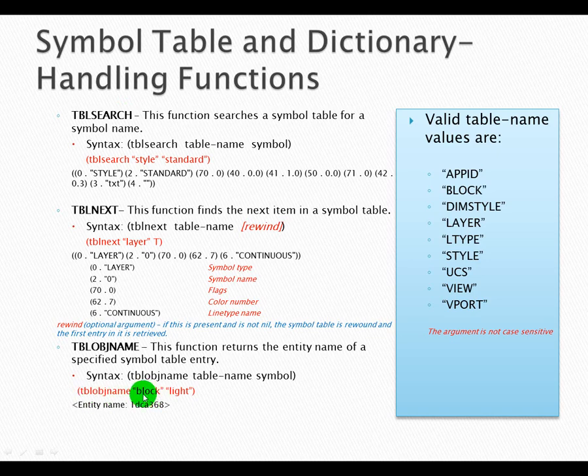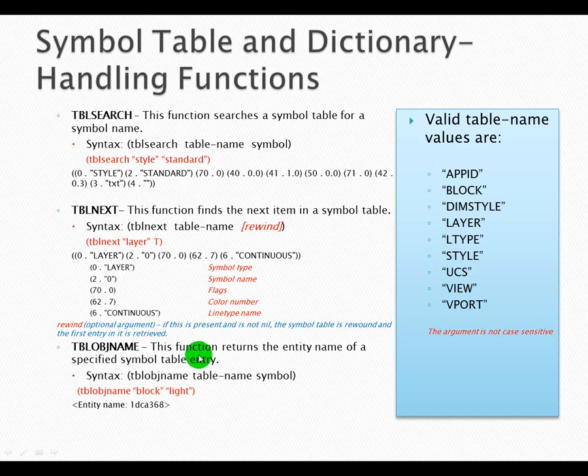Basically, we are looking for the next layer in the database. So it gives us the results, the layer, the linetype. These are the breakdown of the layer information: the symbol type, which is a layer, and the symbol name. Layer 0 is the name, then the flag, the color number, which is white, and the linetype is continuous.